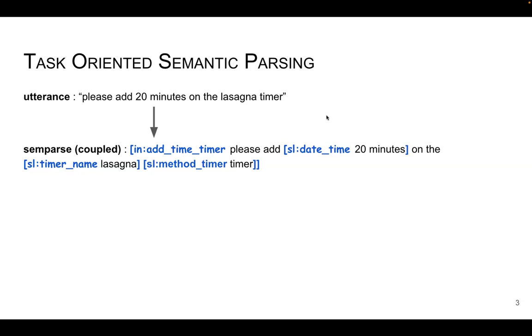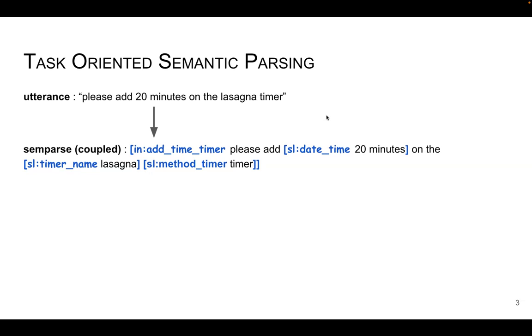So let me first introduce task-oriented semantic parsing. Here, in task-oriented semantic parsing, you are given an utterance. For example, here it is: please add 20 minutes on the lasagna timer. Now the semantic parse basically adds intent and slots along with slot values which come from the utterance. For example, here the intent is mainly add time timer, and the slots concerned are the date time, the timer name, and also the method name, like what timer we want to address. So this is a coupled representation.